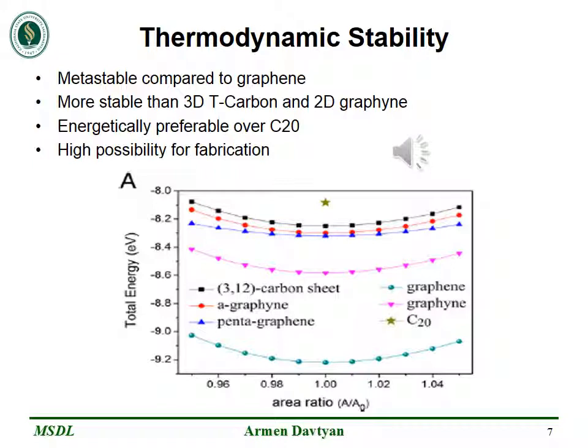Penta-graphene phase is metastable compared with graphene and previously reported 2D allotropes, but it is more stable than some nanoporous carbon phases such as 3D T carbon and 2D alpha graphene. Also, pentagraphene is energetically preferable over some experimentally fabricated carbon nanostructures such as the smallest fullerene, the C20, and the smallest carbon nanotube, implying that the 2D pentagraphene sheet could actually be fabricated.